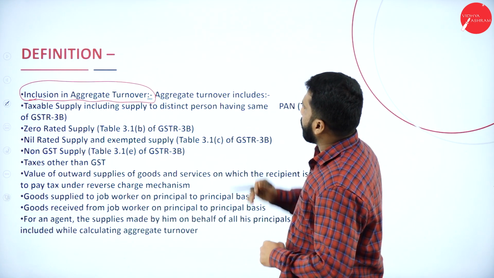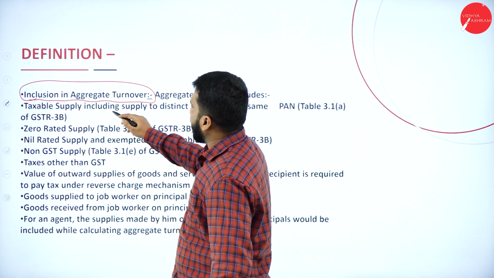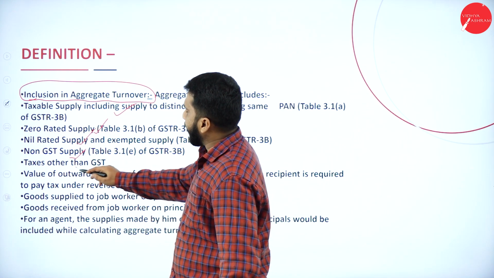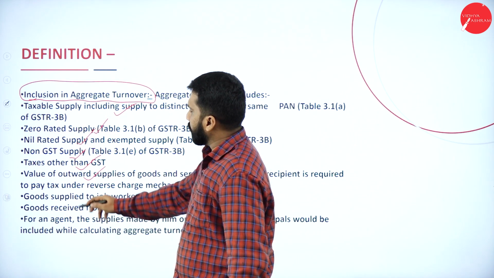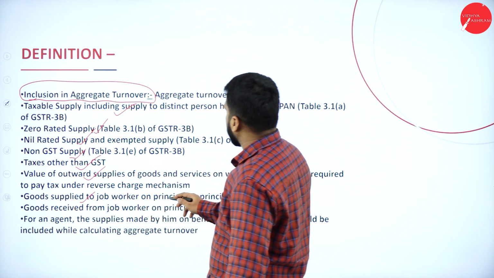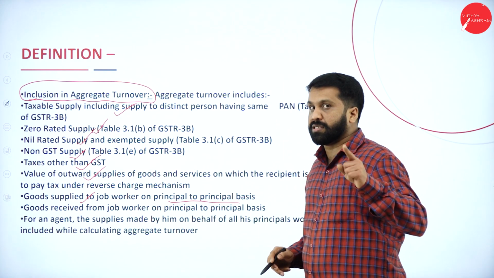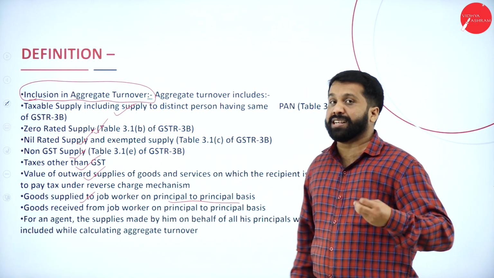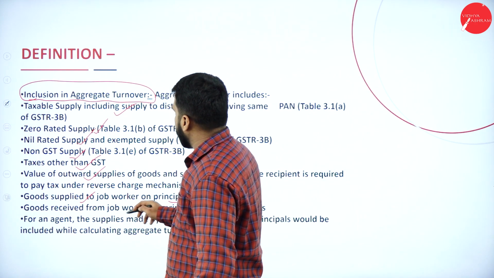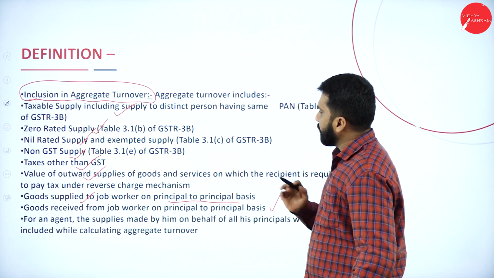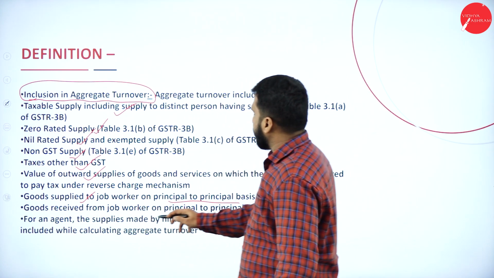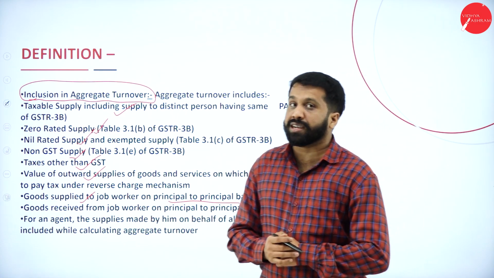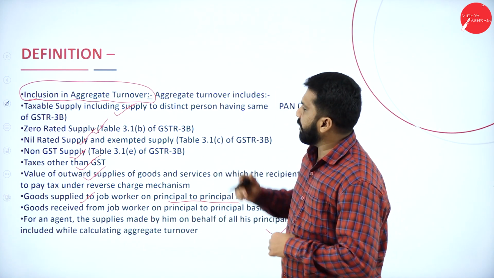Now, aggregate turnover includes taxable supplies, zero rated supplies, nil rated, non-GST supplies, tax other than GST, value of outward goods supplied to job worker on principal to principal basis. Normal job work will not come. If it is principal to principal basis, then it will come. Then, goods received from job worker on principal to principal. For an agent, the supplies made by him on behalf of all his principals, then only we should consider these things for your aggregate turnover.